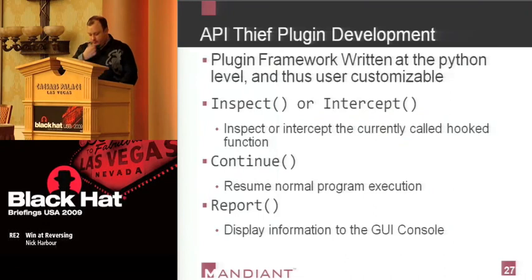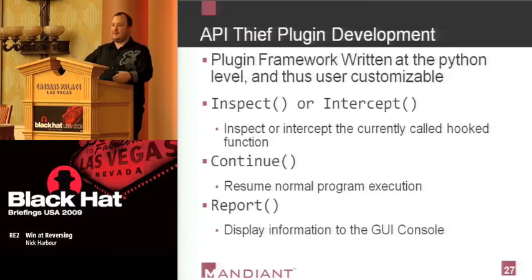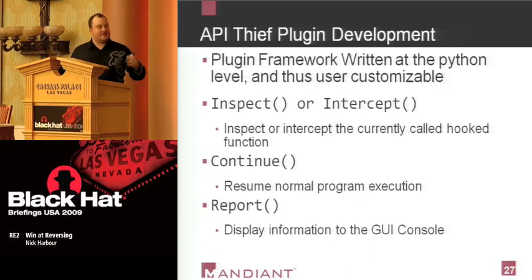All right. Quick peek at the API for plugin development. There's really not that many functions. You don't really need that much to interact with the other process. You need functions to tell it, once you have a hooked function, whether or not you want to inspect it or intercept it. So if you're going to do a sandbox or just observe some stuff. Continue. Once you've done whatever you need to do, you can let the process continue. Report. This is how you're going to get information back to the GUI console.